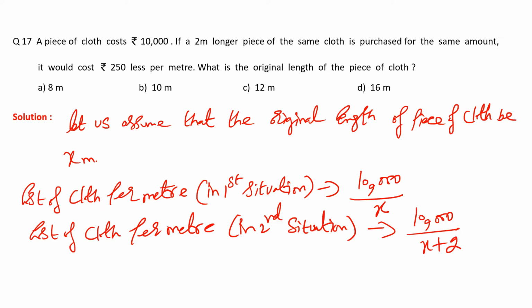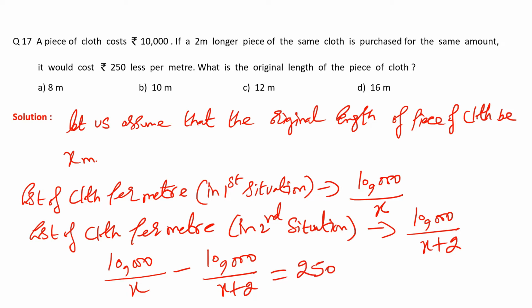Now as per the question, it says it would cost rupees 250 less per meter. So that means our equation is going to be 10,000 divided upon x minus 10,000 divided upon x plus 2 equal to 250. Why? Because the earlier price is 250 rupees more than the second price. Fine. Now we need to solve this equation for the value of x.